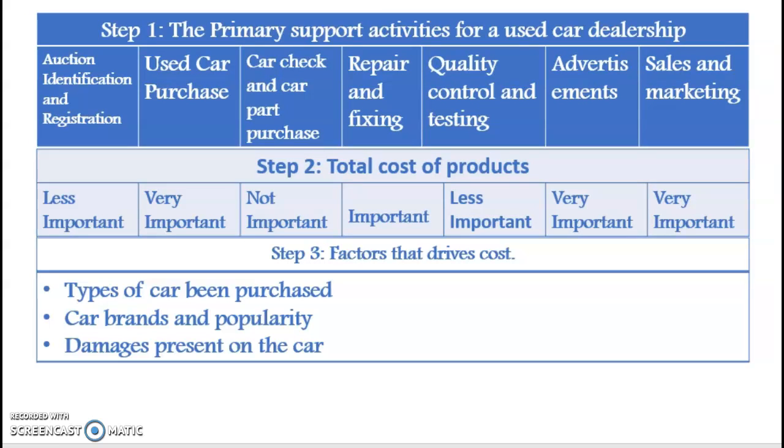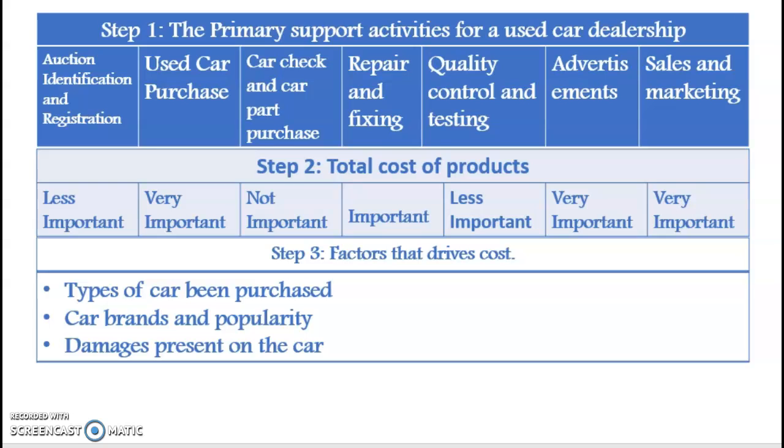Moving on to step 3, which is the factors that drive the cost. Which are the factors that drive the cost? They are the types of cars being sold at the auction, and the brands of cars being sold, and their popularity with our customers. How damaged the car is, which will determine the type of repair and fixing needed, then the level of quality targeted, the size of the advertisement budget, and the number of sales personnel.